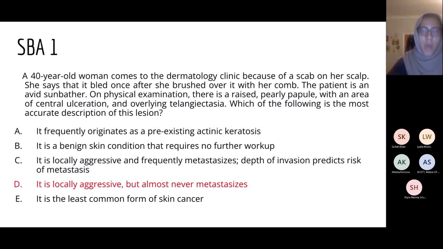So this raised pearly papule with central ulceration and overlying telangiectasia screams basal cell carcinoma, particularly this raised pearly papule. And with basal cell carcinoma, you're right, it rarely ever metastasizes. The thing is, if you see someone with a basal cell carcinoma, I don't know if it tends to be defined as a benign skin condition, but you definitely don't want to just leave it there, meaning that you would want to consider a dermatological referral.